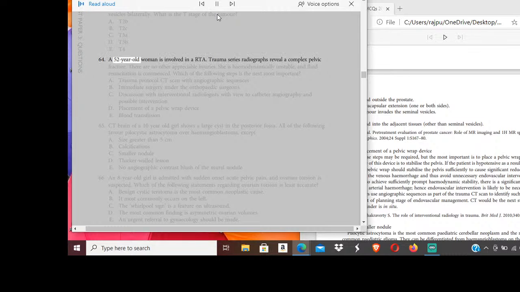64. A 52-year-old woman is involved in a road traffic accident. Trauma series radiographs reveal a complex pelvic fracture. There are no other appreciable injuries. She is hemodynamically unstable, and fluid resuscitation is commenced. Which of the following steps is the next most important?